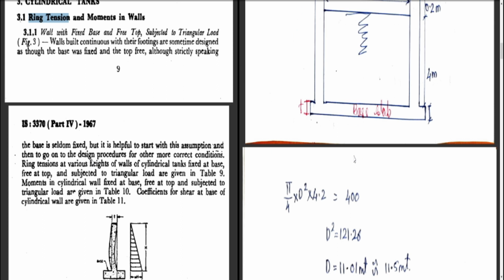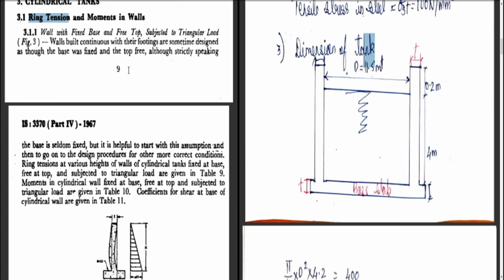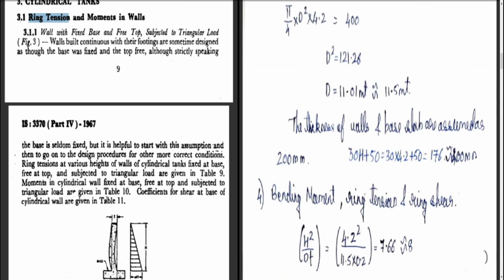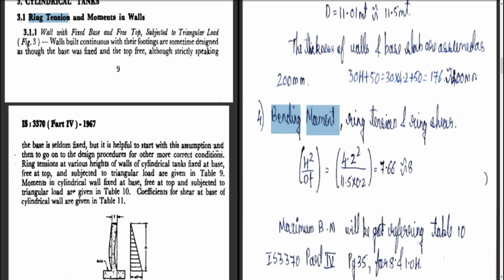These are the dimensions: diameter 11.5 meter, 4 meter depth of water, and 0.2 meter freeboard, total height 4.2 meter, and the thickness of wall we have taken is 200 mm, thickness of base slab is 200 mm. We will see the design and the continuation of this bending moment, ring tension and ring shear in the next class. Thank you.